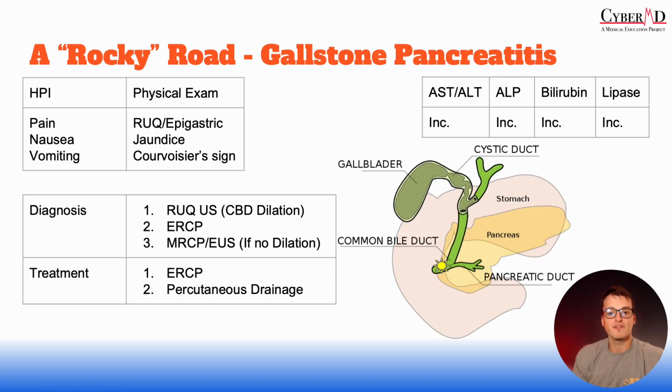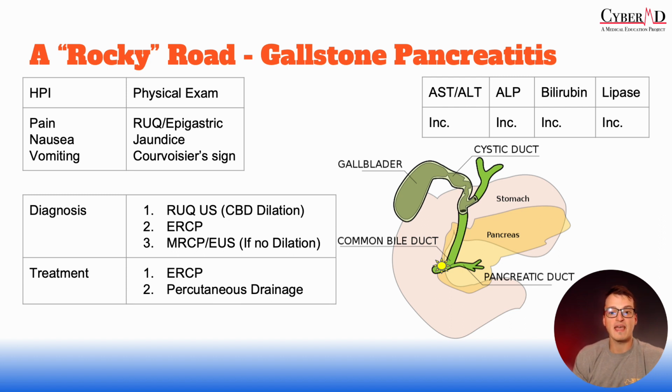So next up, the stone has progressed through the common bile duct and is now obstructing both the common bile duct and the pancreatic duct. This is known as gallstone pancreatitis. Again, the symptoms are much the same, with right upper quadrant and/or epigastric pain, nausea, vomiting, and maybe some anorexia. On physical exam, the patient may appear jaundiced and have a palpable gallbladder.